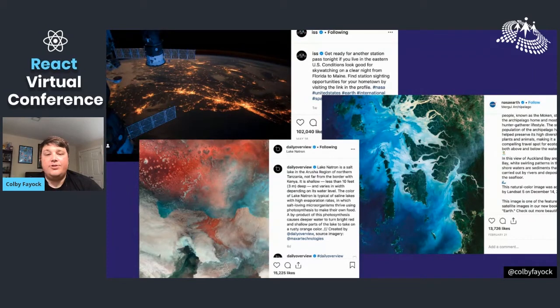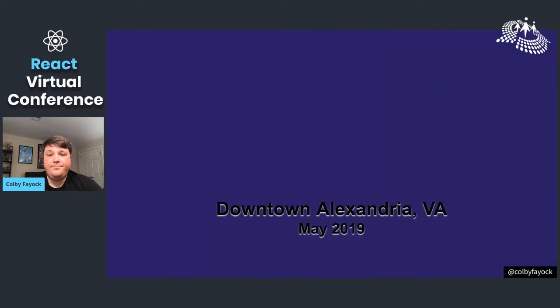Then on the right, we have this gorgeous look from NASA Earth. It's a picture of Mergui Archipelago, which is on the border of Burma and Thailand. It's awesome to be able to see these kinds of inspiring pictures right in your Instagram feed.